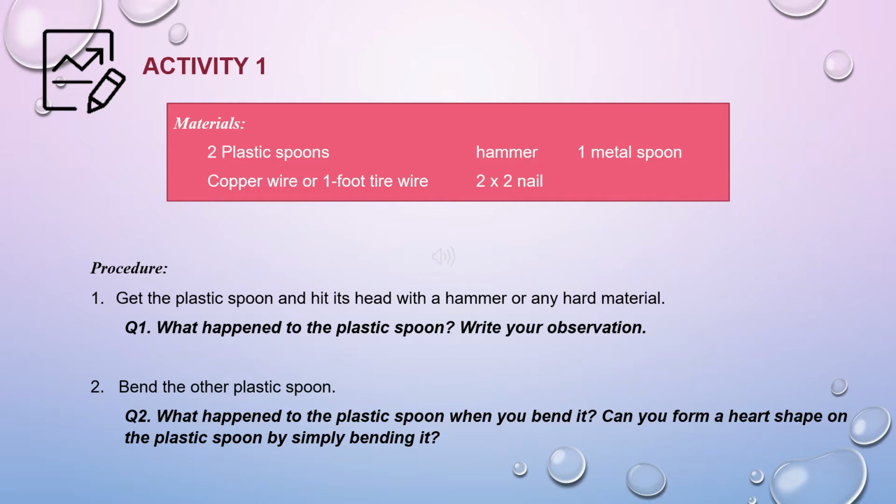Question number 1, what happened to the plastic spoon? Write your observation. Anong nangyari sa kutsara nung tinamaan mo ng martilyo? Write your observation. Number 2, bend the plastic spoon. Bend the other plastic spoon. I-bend mo yung isang plastic na spoon.